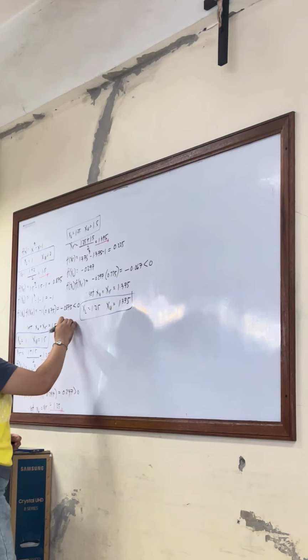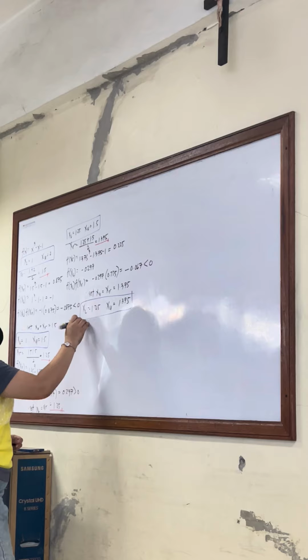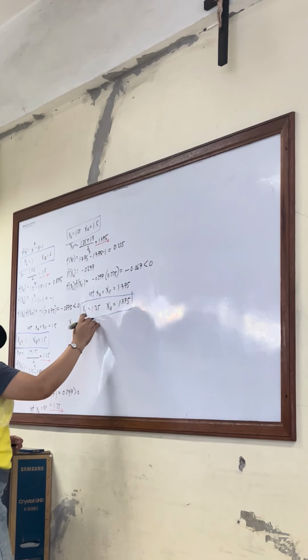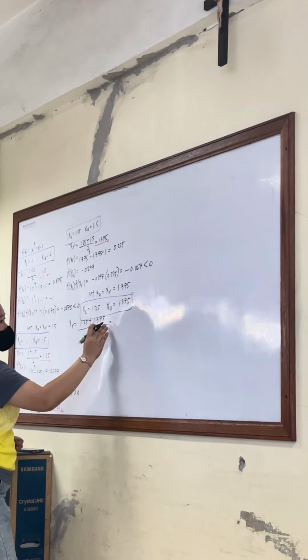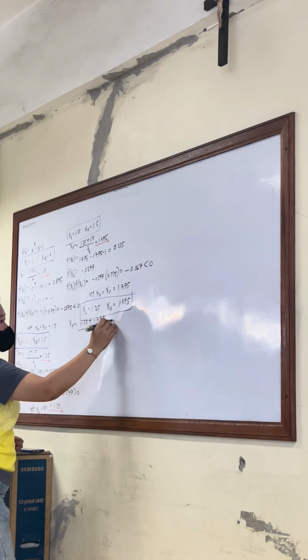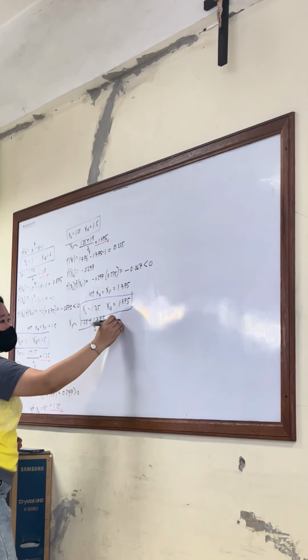Okay, XR is 1.25 plus 1.375 all over 2, which is 1.313. Miss, 1.31. 3. Anak?